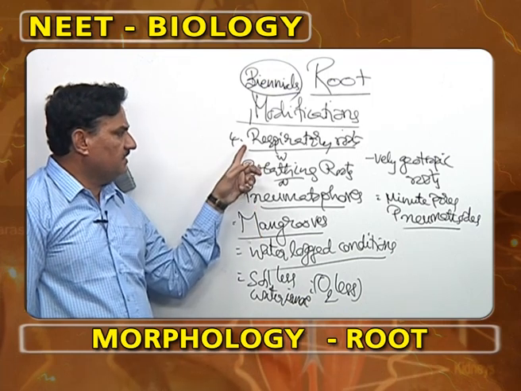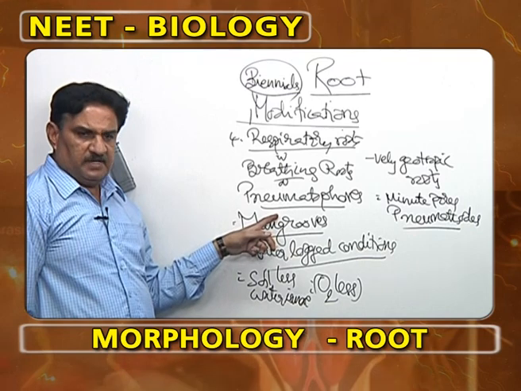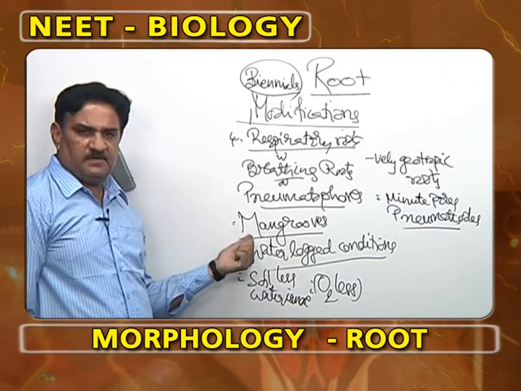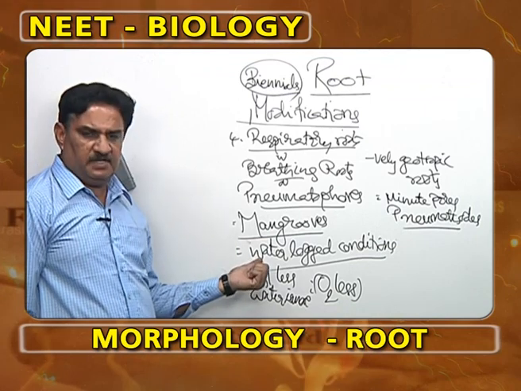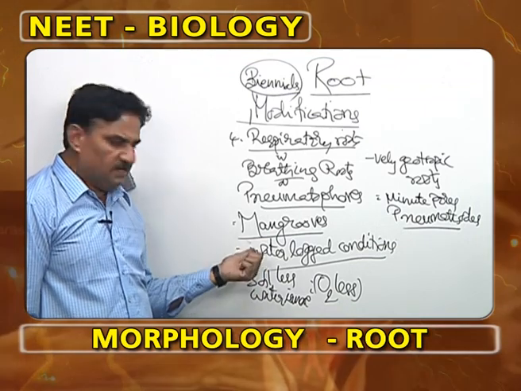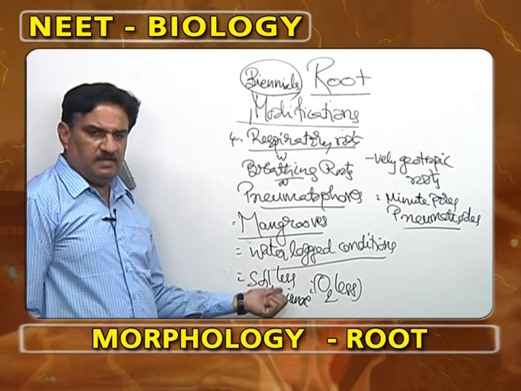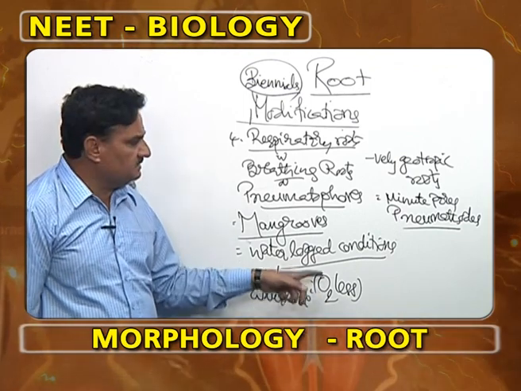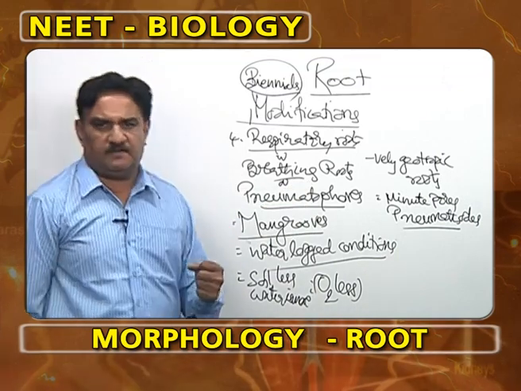I will repeat it again. Respiratory roots are also called breathing roots and pneumatophores. They are normally found in a group of plants called mangroves. Mangroves normally grow in waterlogged conditions. What is a waterlogged condition? Soil is less, water is more. Whenever water is more, oxygen is less. Whenever oxygen is less, the normal root system cannot get enough oxygen.